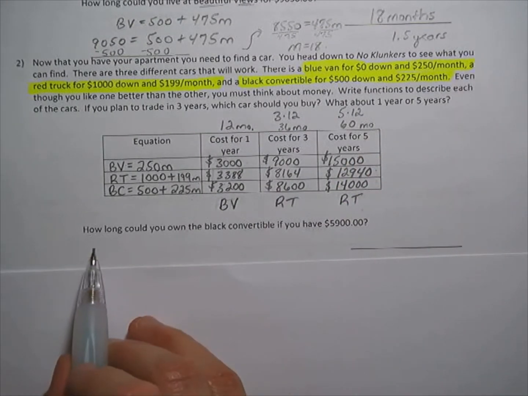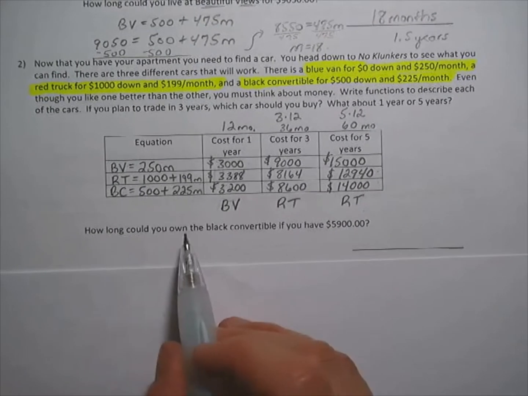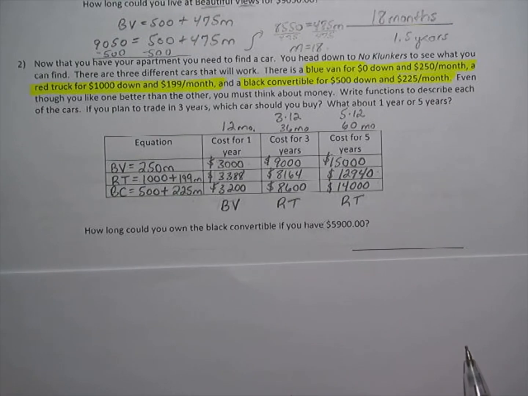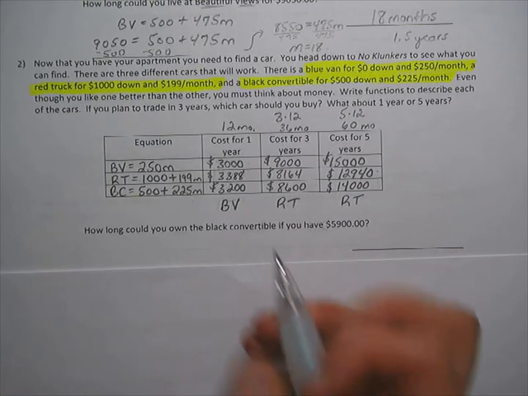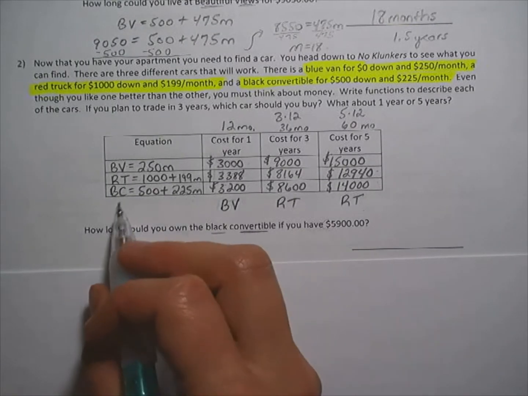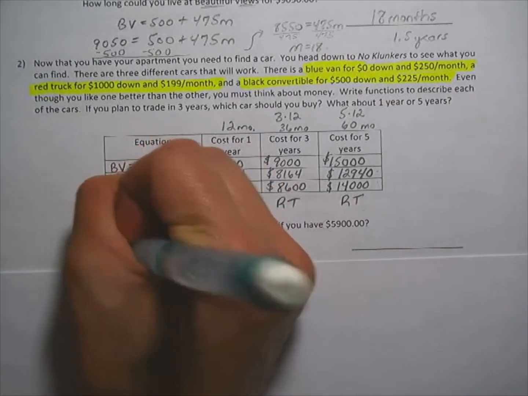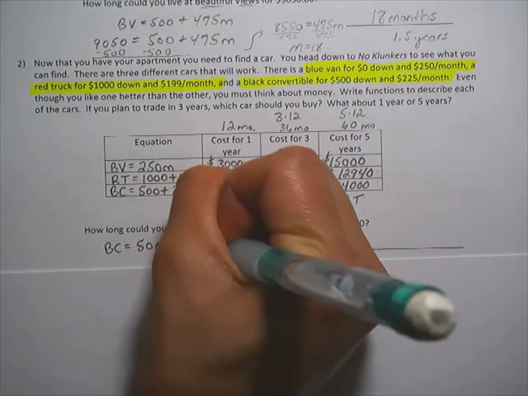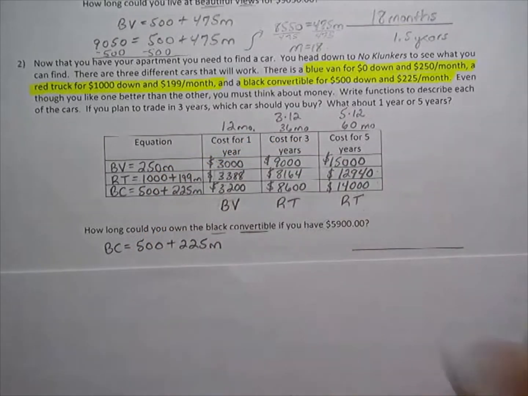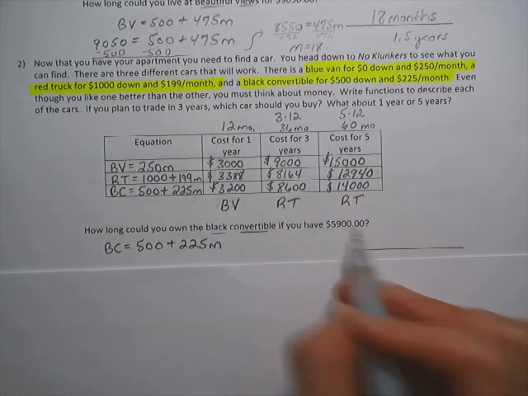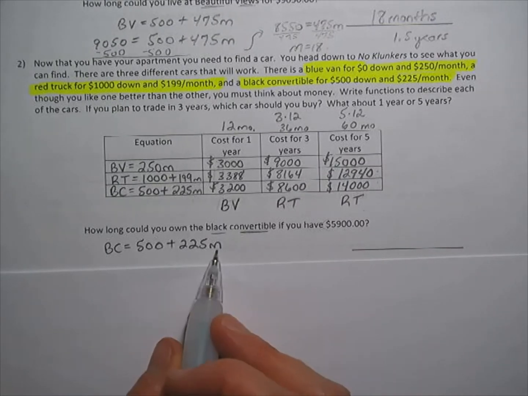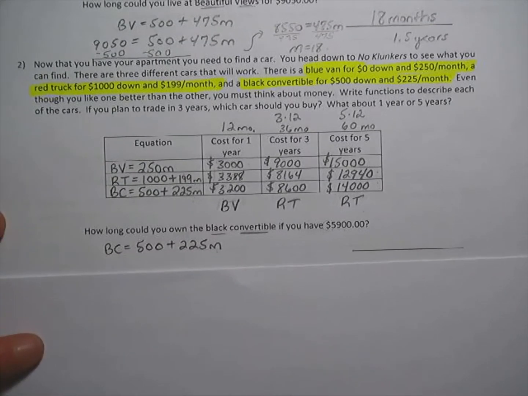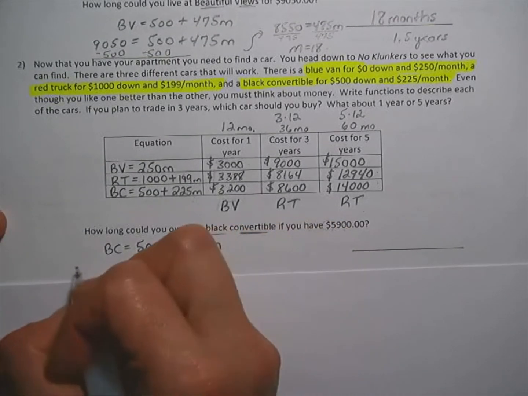All right, so the next one says, how long could you own the black convertible if you only had $5,900? Well, you're looking at the black convertible, so I'm going to copy down the equation for how much I would pay if I bought the black convertible. And if I only have $5,900 and I'm trying to keep it as long as I can, that's actually how much I would be paying. So that's what you set the equation equal to.